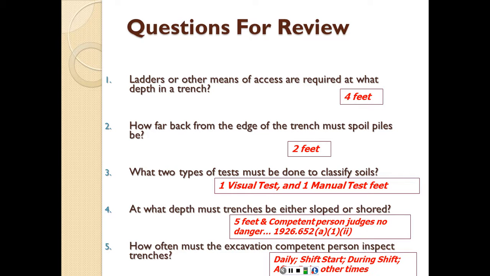Again, remember that this is one of the focus four, and we have to be very cautious when we're working near or inside ditches or trenches. I hope you have learned about this subpart, and I'll be glad to receive any of your questions online.